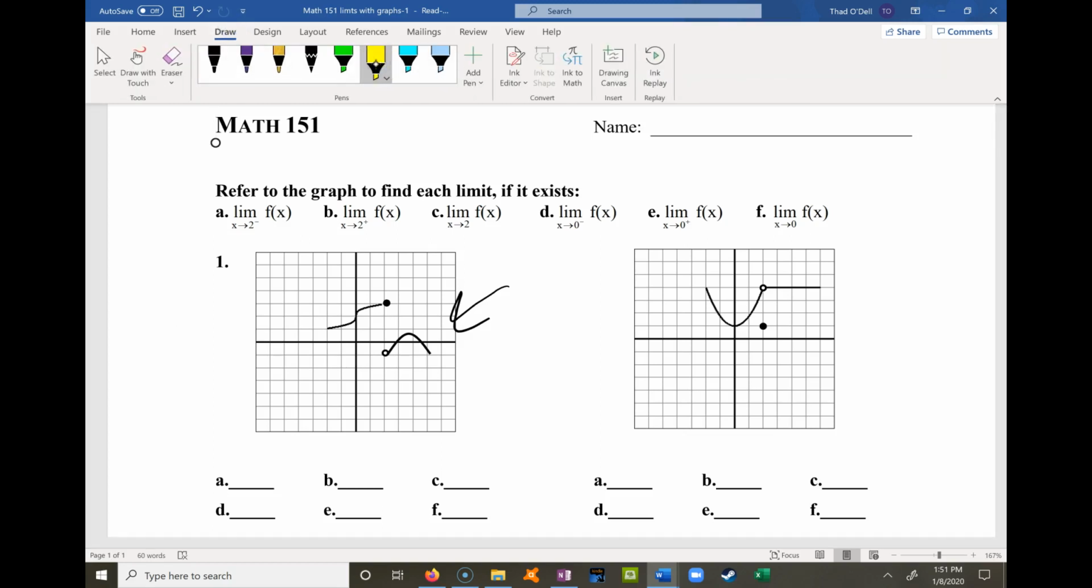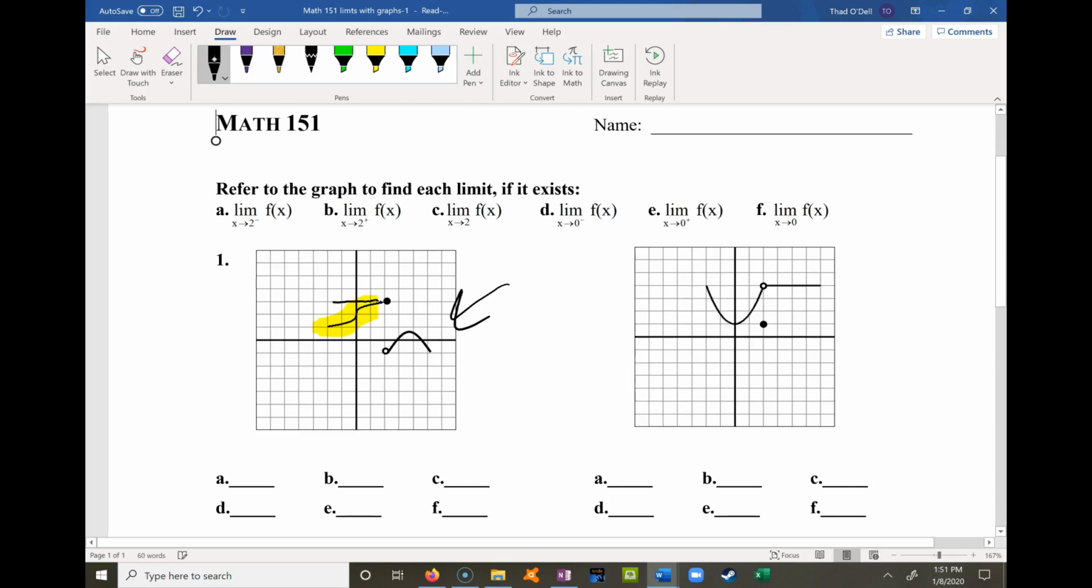There we go. Okay. So as we're coming along from the left, we're coming along this thing, and we're asking ourselves, what is it getting close to? And the function is getting closer and closer to 3, because you can see it right there. So part A would be 3. When we go to part B, it's saying we're approaching 2 from the positive side. So as we get in closer to 2, we're coming along this guy, and we come in right like that. And it looks like we're getting closer and closer to -1.